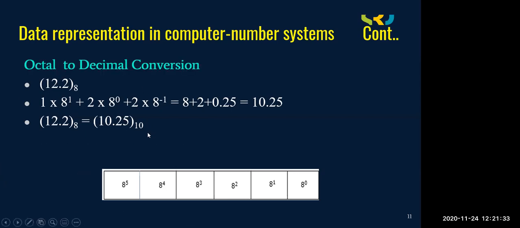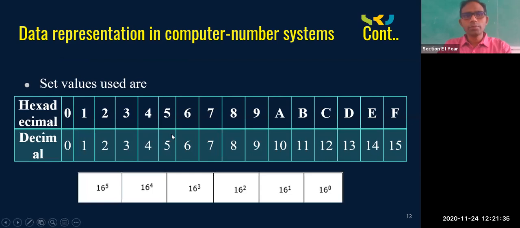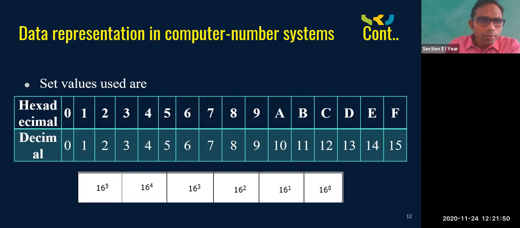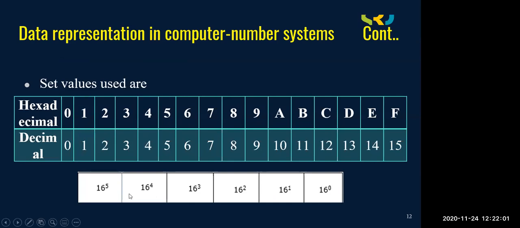Very good. Now let us go to the last one, hexadecimal number system. In hexadecimal number system, we are having 0 to 9. What is the time now? 12:20. After this is over, we are going to stop the class. So in hexadecimal number system, we are having 0 to 9, then A, B, C, D, E, F, 0 to 16. Same thing, 16 to the power of 0, 16 to the power of 1, 16 to the power of 2, 16 to the power of 3, 4 and 5. Is that clear?